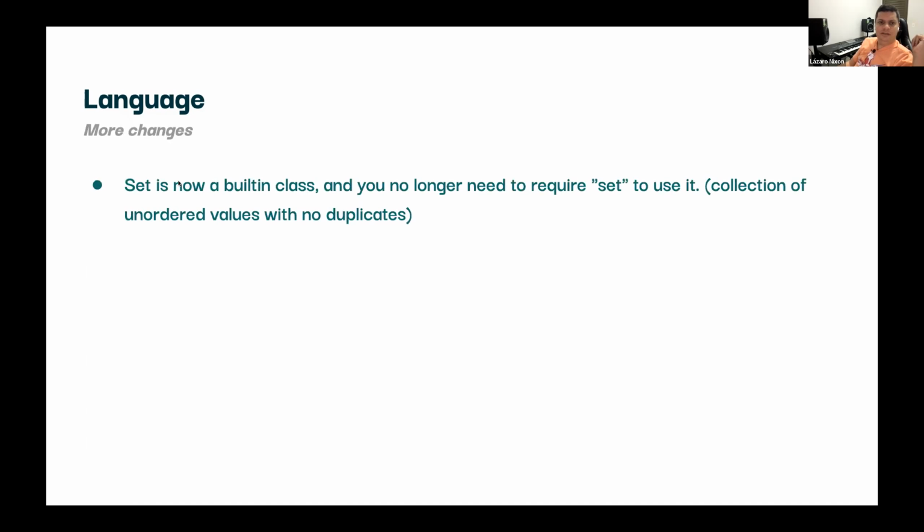And we have more changes. Stat is now a built-in class, so you don't need to require it in your Ruby file. Hash shift returns nil, even if there's a default block. So the default block doesn't work that way anymore. So you don't have a default value for shift anymore.